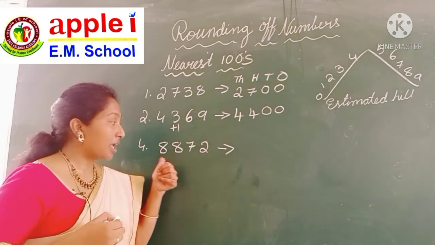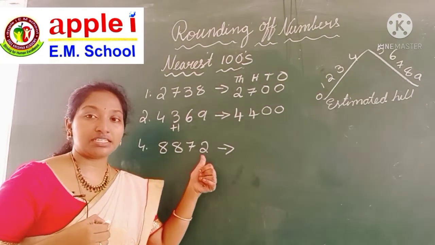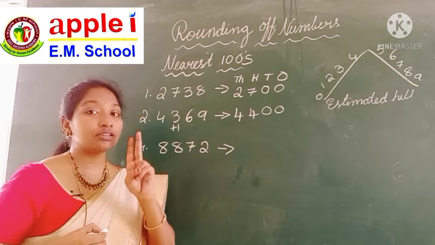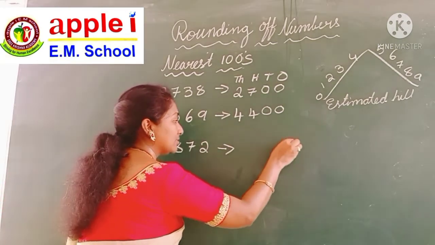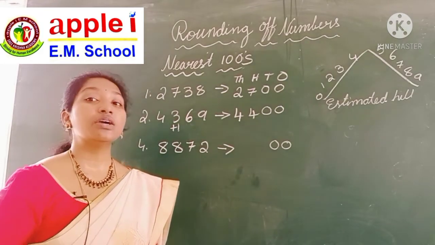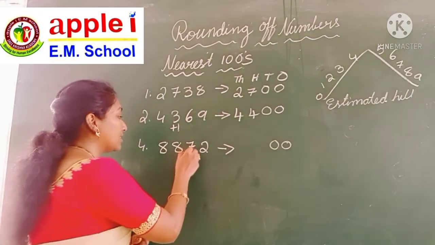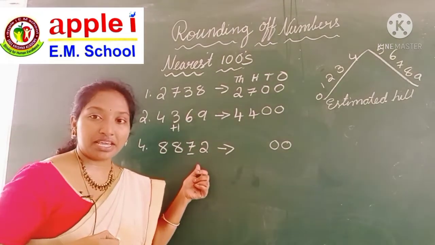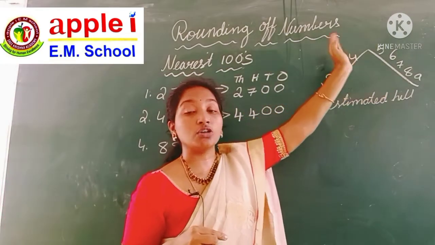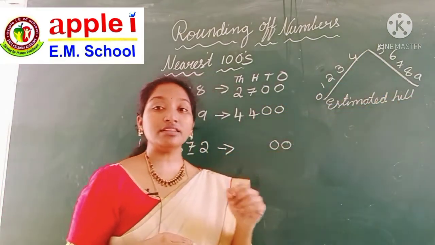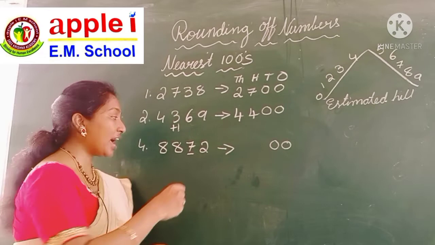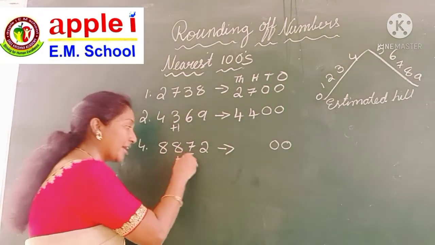8,872. So we are doing nearest hundreds. 100 has 2 zeros. Make ones place 0, tens place 0. And nearest hundreds means we have to check tens place. Here we are having 7. 7 means see, we will go to the other side of the mountain. That means we will get 1 point. That 1 point we have to add in hundreds place.